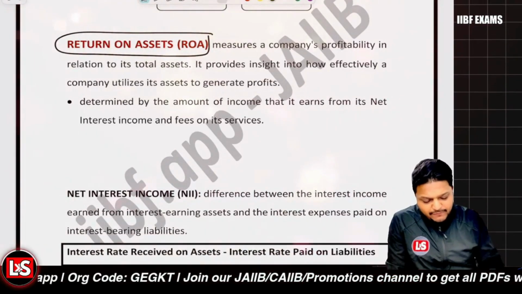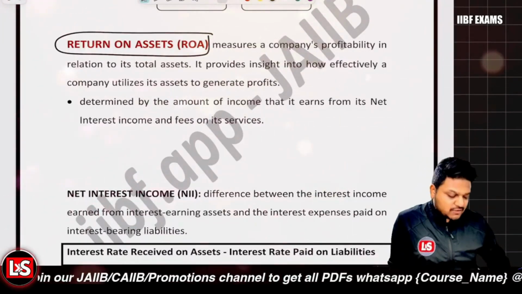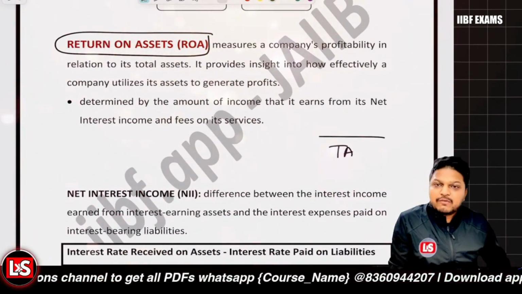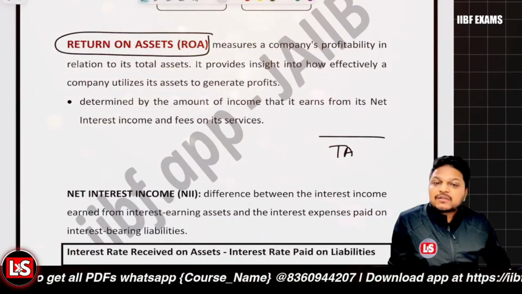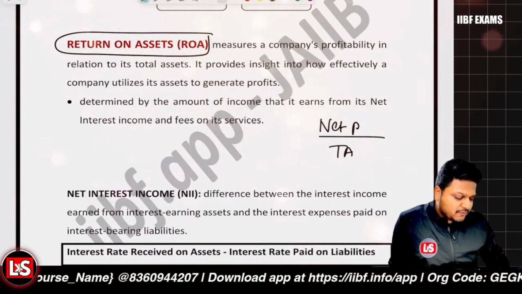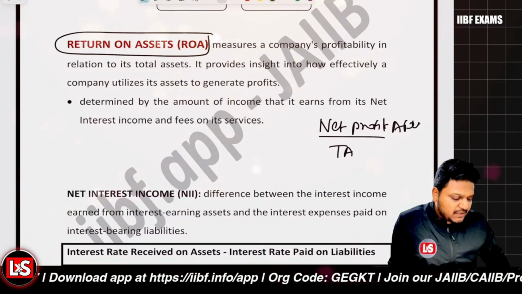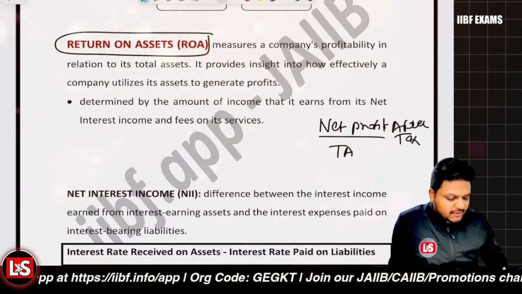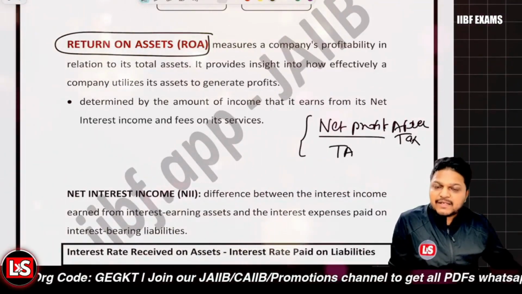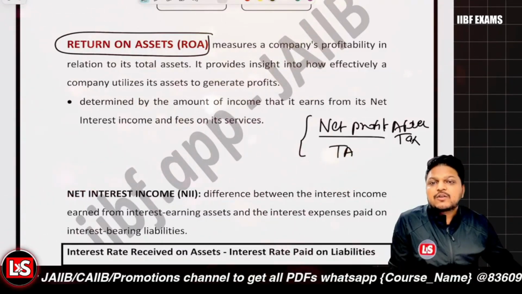It's about the net profit after tax, because it's about what profit you're earning over the assets. So in the denominator, we will have the total assets, and in the numerator, we will have the net profit after tax, that is PAT. So that's about the return on assets.